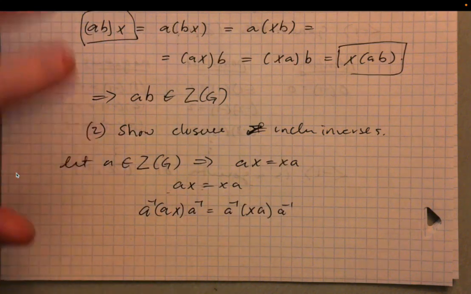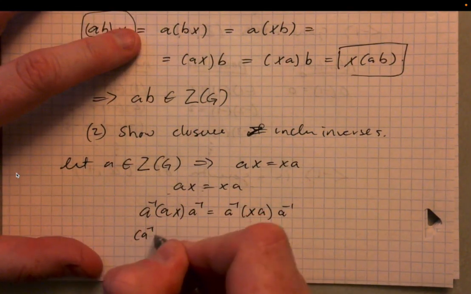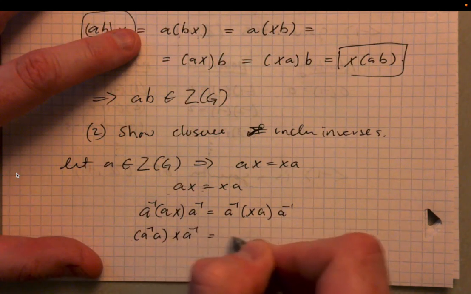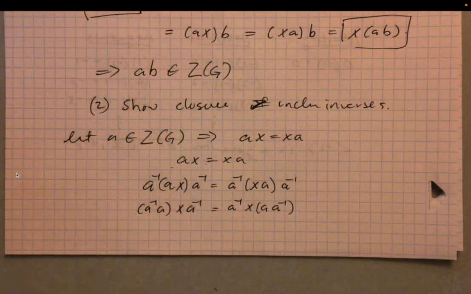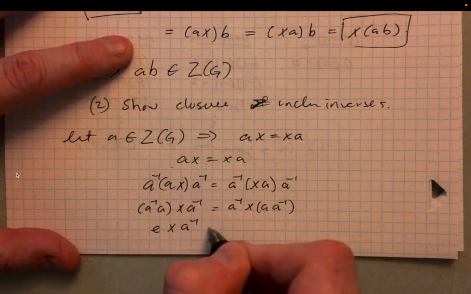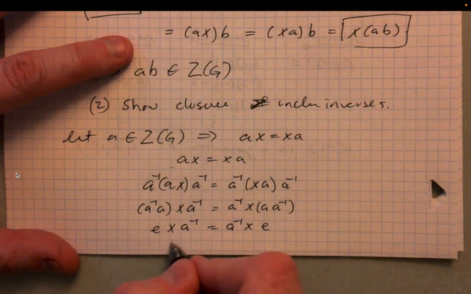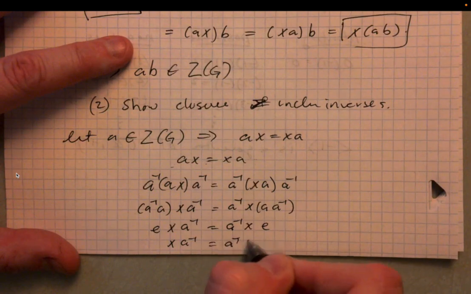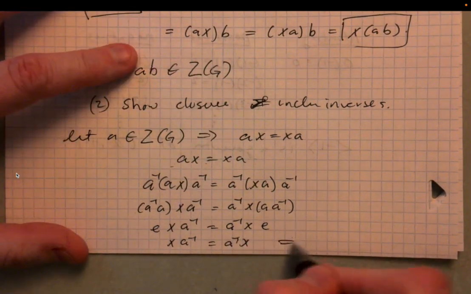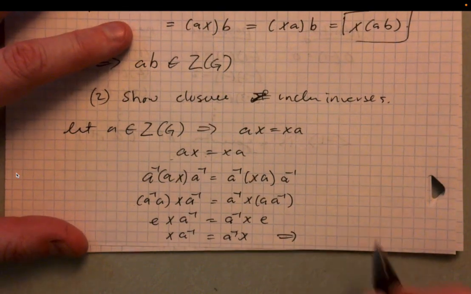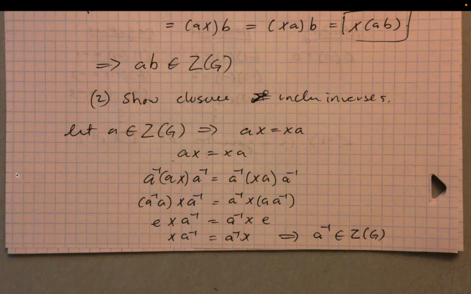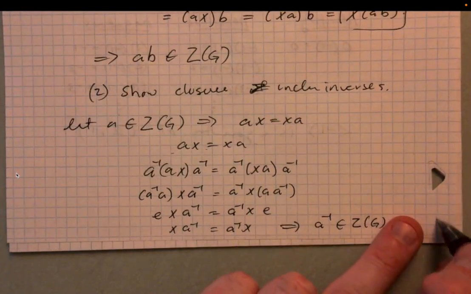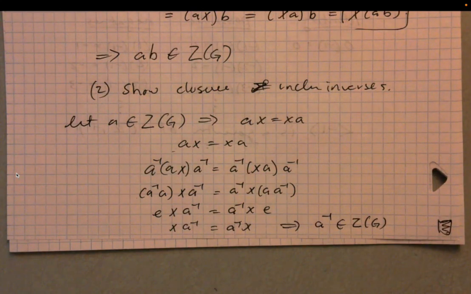Now we've got a group, so associativity is fine, and so we can reassociate like this. And then you know what's coming. E X A inverse equals A inverse X E. So X A inverse equals A inverse X. And that implies that the inverse is in the center. So if the inverse is in the center, then we're done. We've got closure, and we've got closure under inverses. This is exactly what we needed.